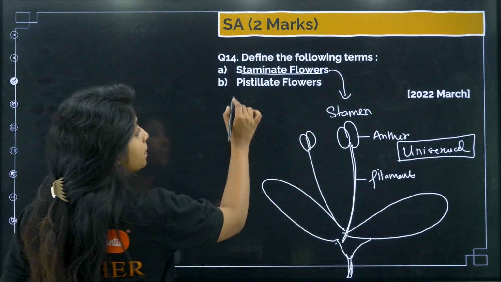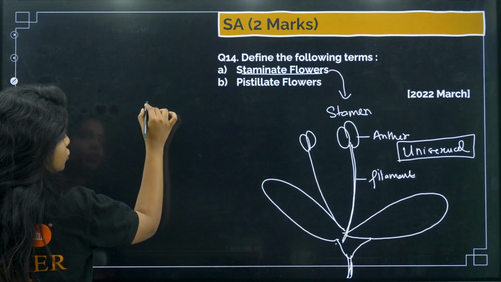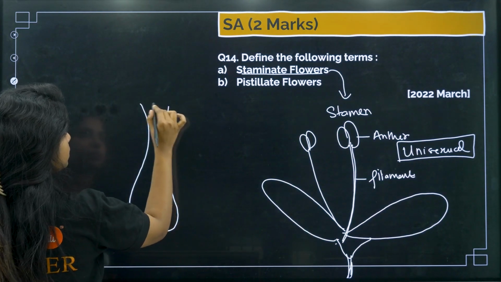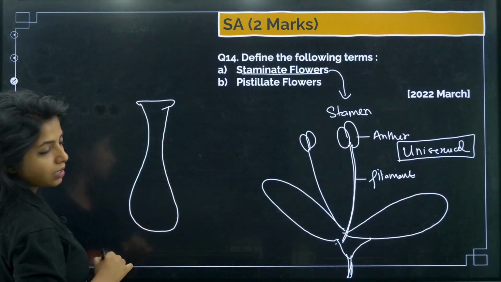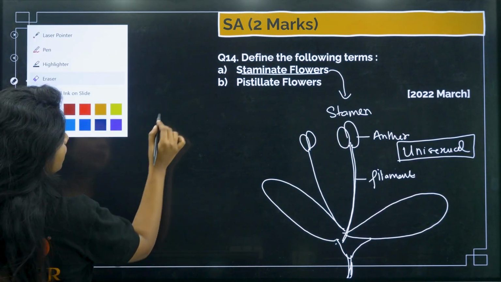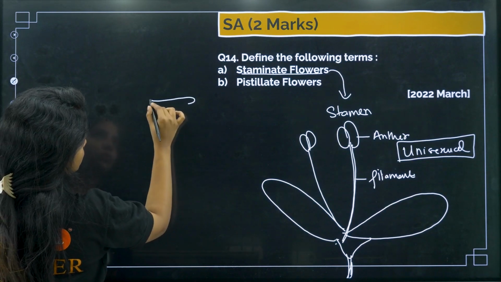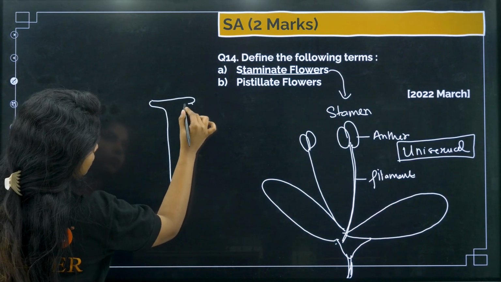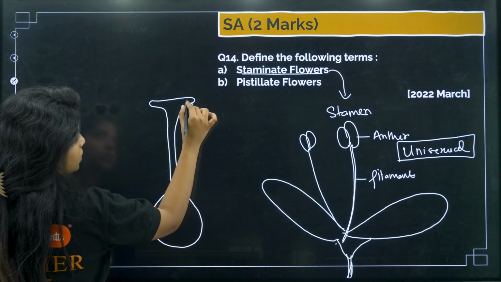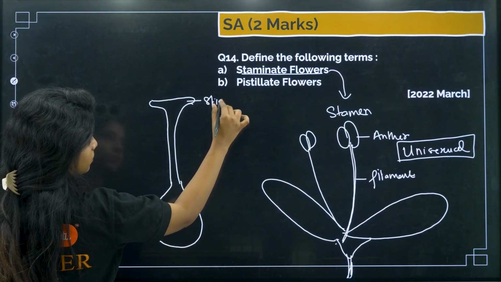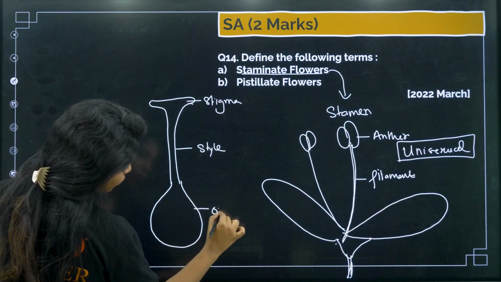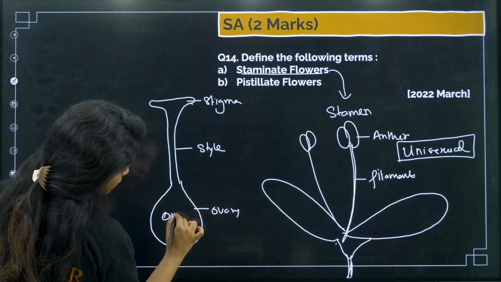Okay. Now you want pistillate flower. In the pistil, what do you need, children? For the pistil, you need ovary, you need style and you need stigma. Okay, it does not look like that. It looks like a funnel. So let me just make it once more. So over here you have this, now you have this, then you have the ovary. So this is the stigma, this is the style, this is the ovary, and ovary has the ovule.